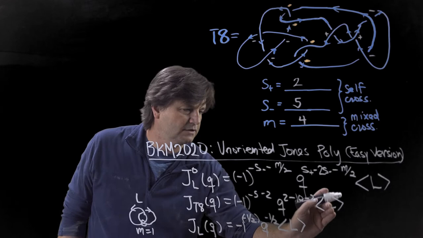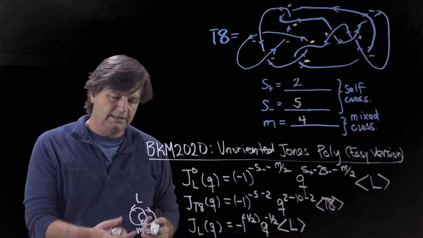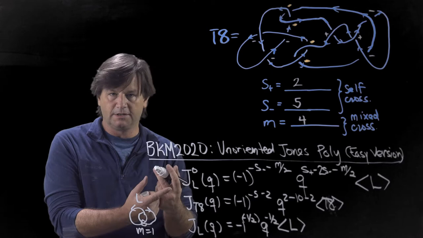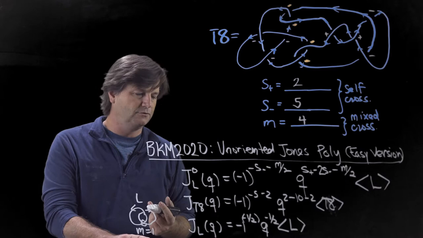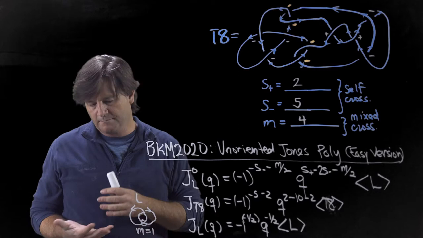This is actually T sub 8. Negative Q to the negative 1/2 of L. And it didn't matter whether I used this one or the other one, because with the other one, n minus was 1, and the other one n plus is equal to 1, but they both have m equal to 1. So both of them look like that. And you can see that this is how this normalization gives you the same polynomial regardless of the orientation.